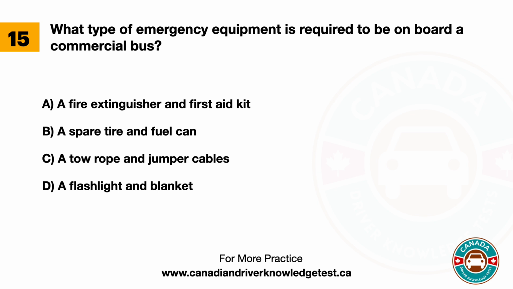Question 15. What type of emergency equipment is required to be on board a commercial bus? A. A fire extinguisher and first aid kit. B. A spare tire and fuel can. C. A tow rope and jumper cables. D. A flashlight and blanket. The answer is A. A fire extinguisher and first aid kit.